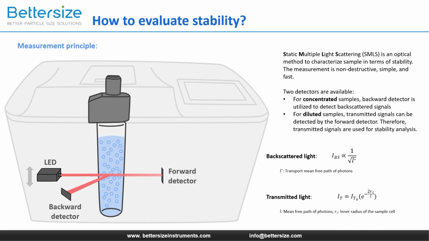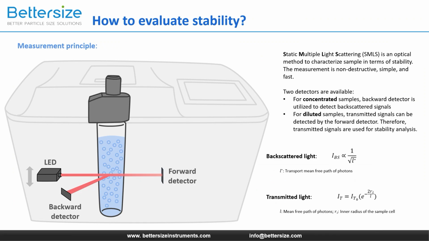The technology utilized in the BeScan Lab is called static multiple light scattering. It is an optimal method to characterize the sample stability. The measurement is non-destructive, fast, and simple. For concentrated samples, the transmit signal is hardly detected. Therefore, the backscatter signal is applied for stability analysis.